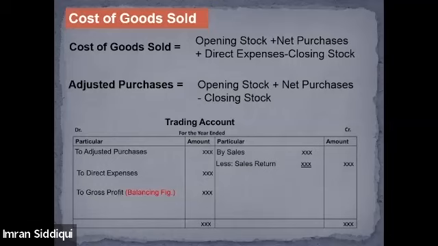Why? Because adjusted purchase already contains the amount of closing stock. Adjusted purchase is calculated by taking the closing stock into consideration. After taking it into consideration, only then we calculated its adjusted purchase. So if adjusted purchase is given in the question, you don't have to show the value of the opening stock, purchases, purchase return, and the closing stock. Just write down on the debit side adjusted purchase, that will be sufficient.